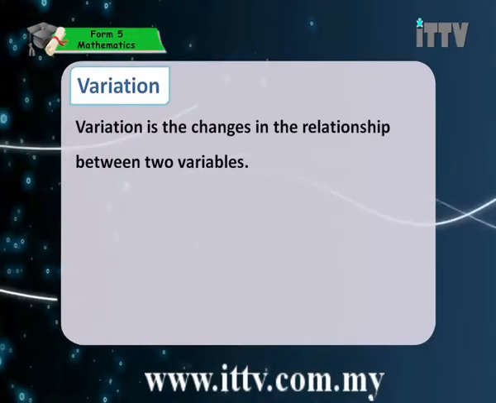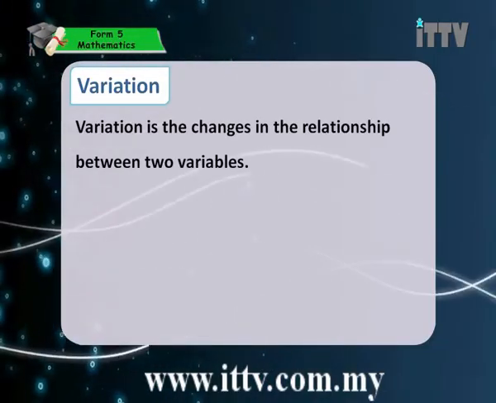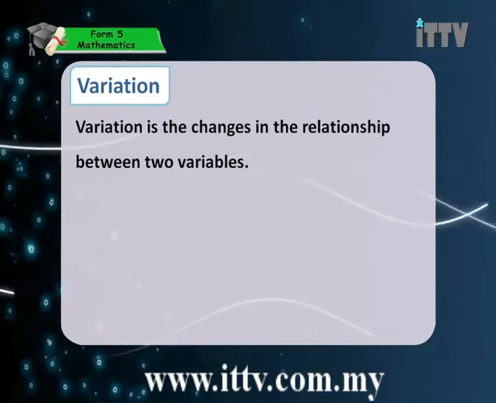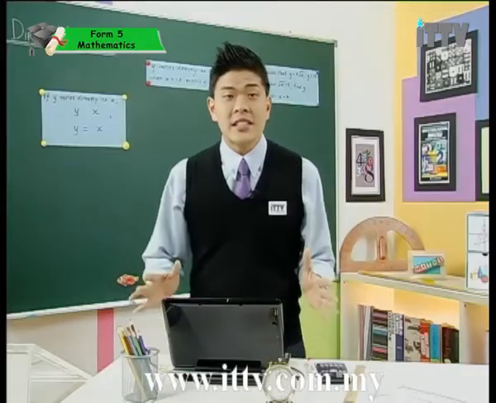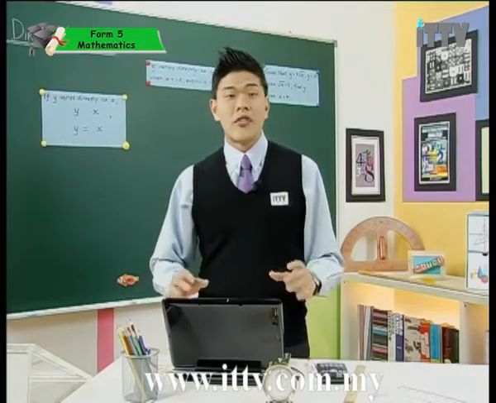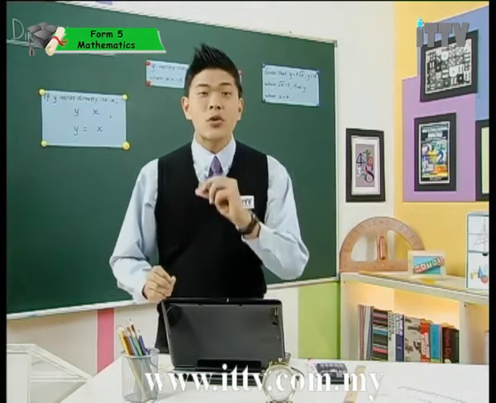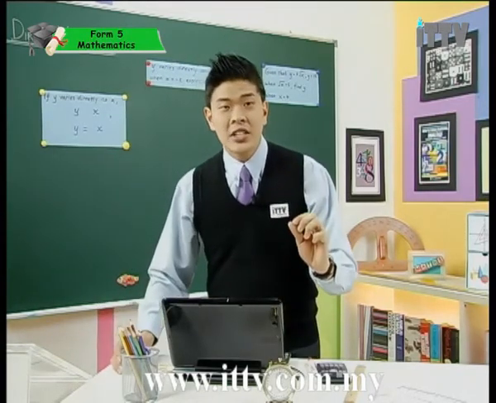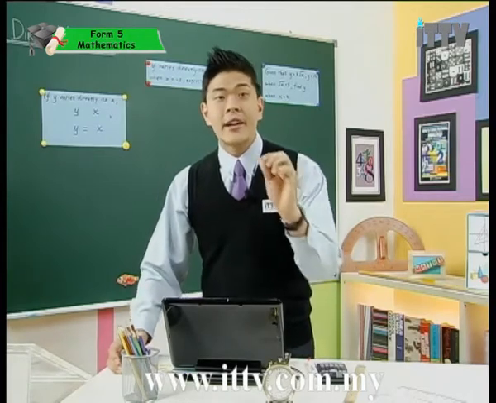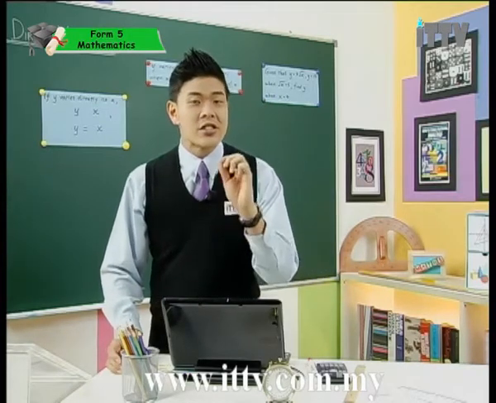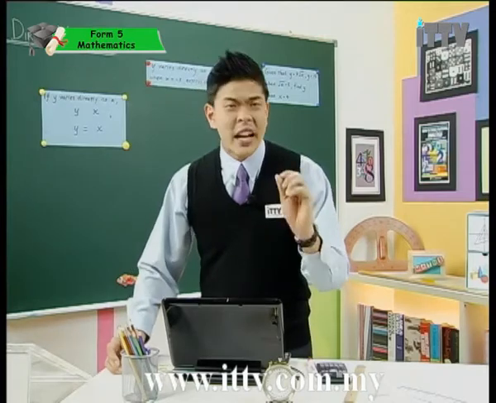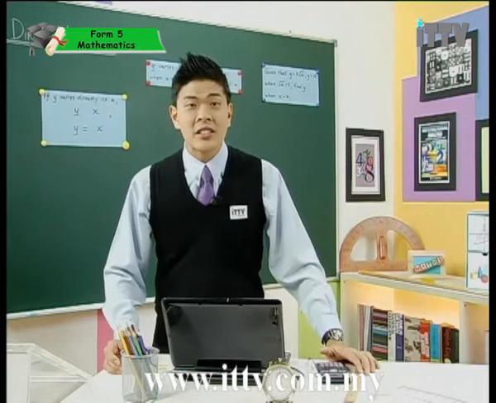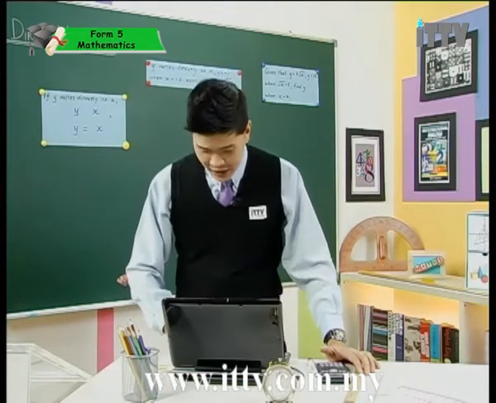Variations. A variation displays the changes in the relationship between two variables. So this, guys, is the definition of a variation. Simply take any two variables or any two quantities. When there is a pattern of change between one variable and another variable, it is called a variation. Now, I'm going to show you a few specific examples of how variations can occur in our daily lives.